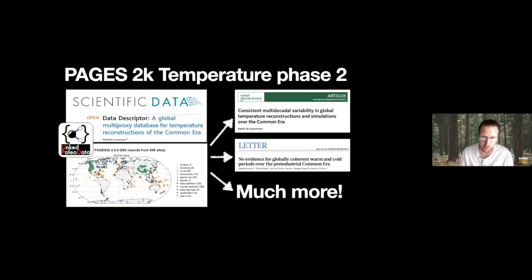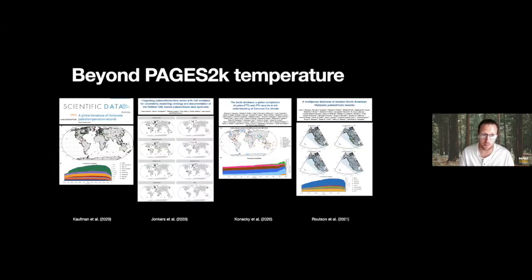And since then, this has expanded to many more compilations. These are four more compilations that have used Lipid in a similar framework to what we did in 2017, just over the past couple of years. Some are 2K, some are much longer, going back for PalMod, 130,000 years. ISO2K is in here. And in addition to these ones, which are now published, there's four or five more comparable projects that are in the works using this framework.